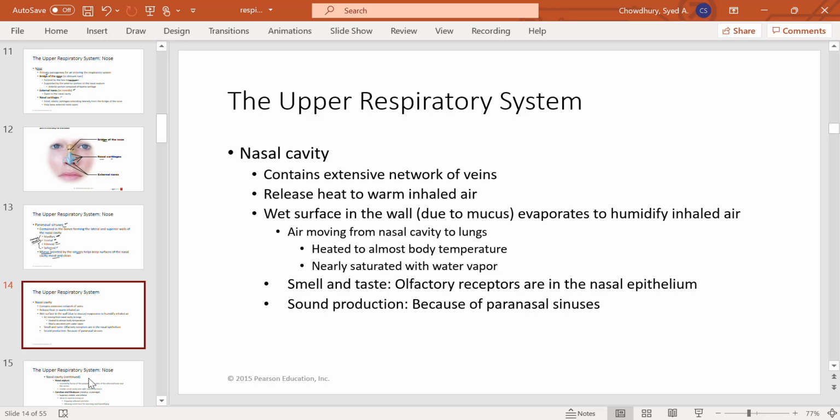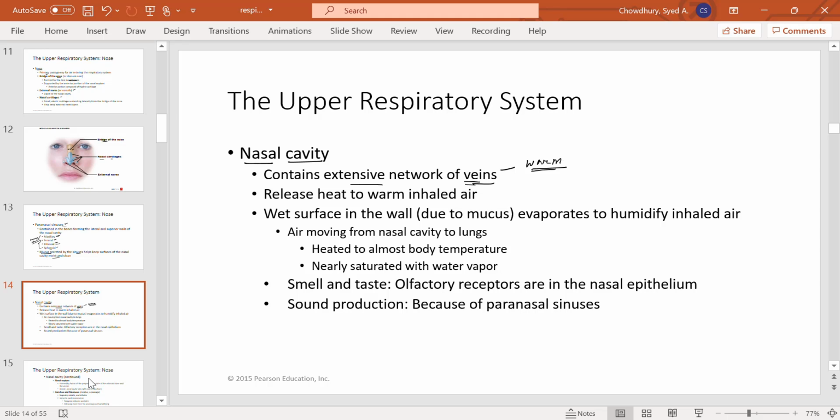Now we will see the nasal cavity, and inside the nasal cavity you have an extensive network of veins. Since on the inner surface of your nasal cavity you have many veins, and veins contain blood, right? And you know that the blood is warmer, and since a lot of blood flows in the inner surface of your nasal cavity, the inner surface is always slightly warmer than your body.